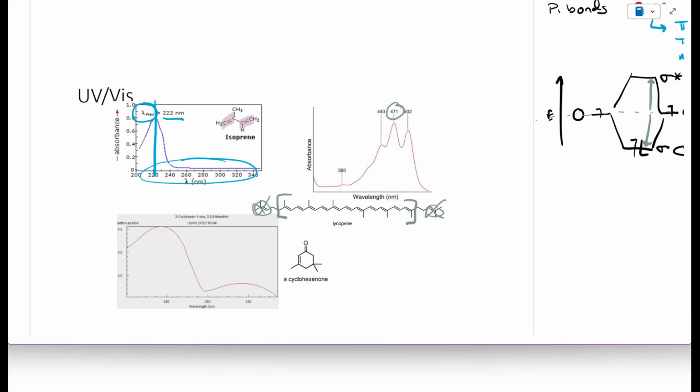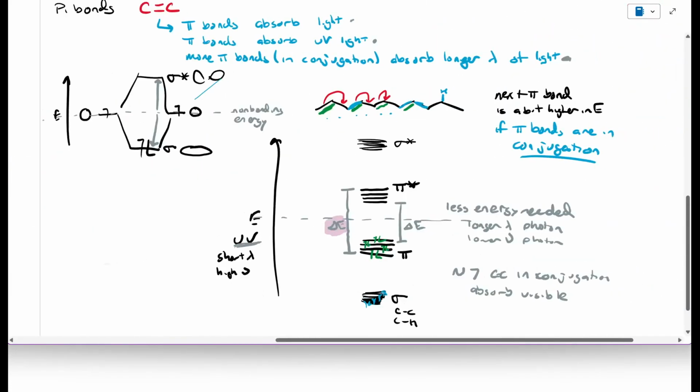Lycopene is a molecule you may recognize. It's in tomatoes. It's what gives tomatoes their red color. It has a very closely related molecule, beta-carotene, and beta-carotene is also highly conjugated like this, and that's in carrots, and it's what gives carrots the orange color. There are so many pi bonds that it is absorbing some of the light, and for lycopene, it's reflecting back the red. For beta-carotene, it's reflecting back the orange, and those are the colors that we see when we look at those fruits.